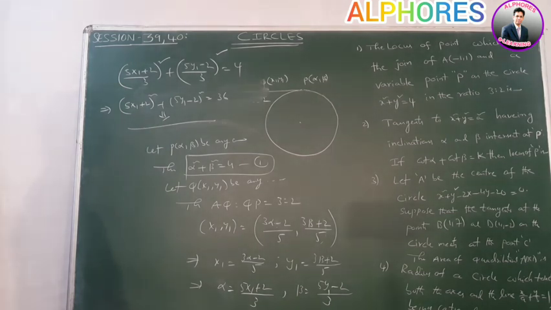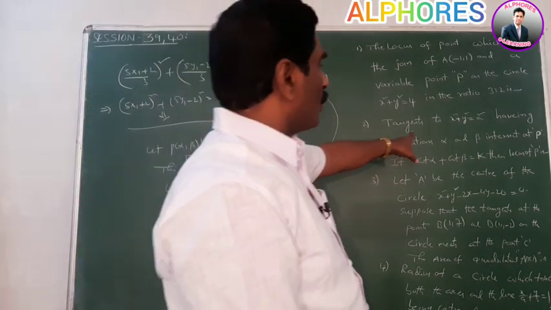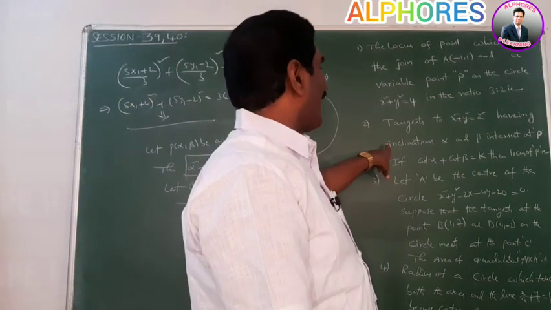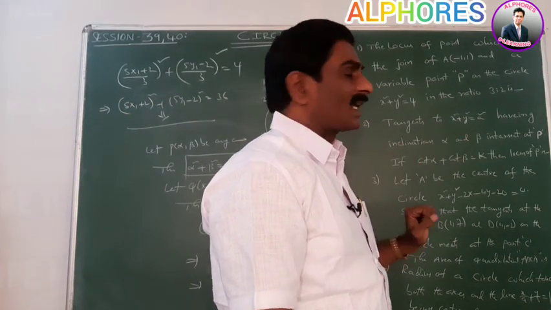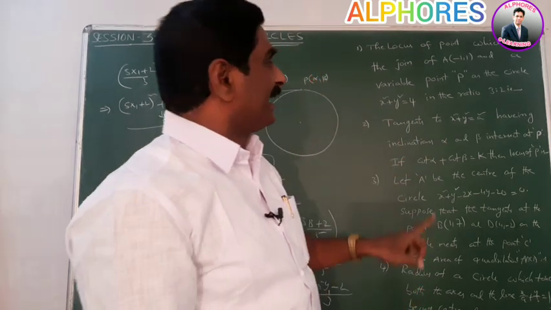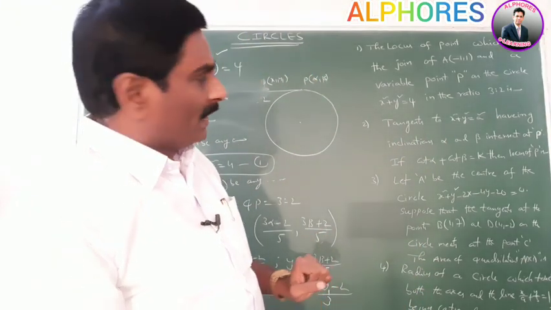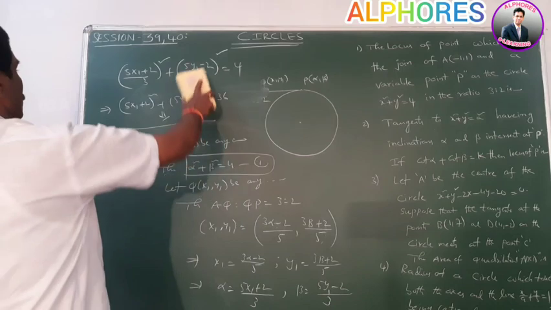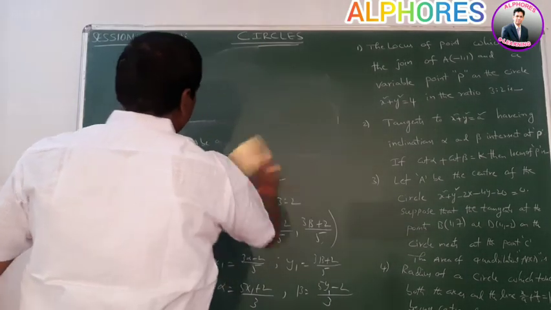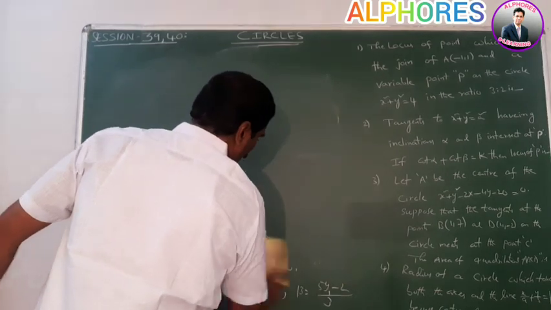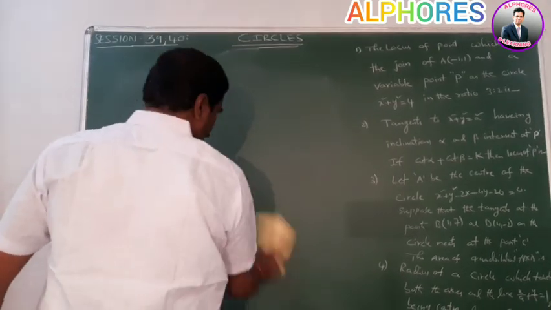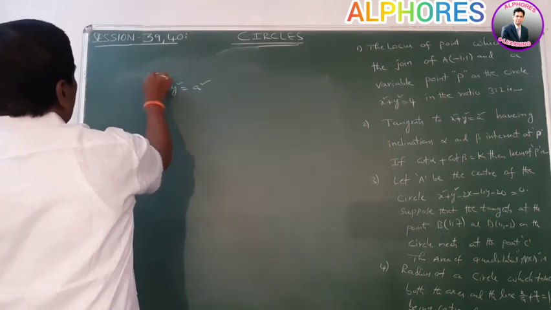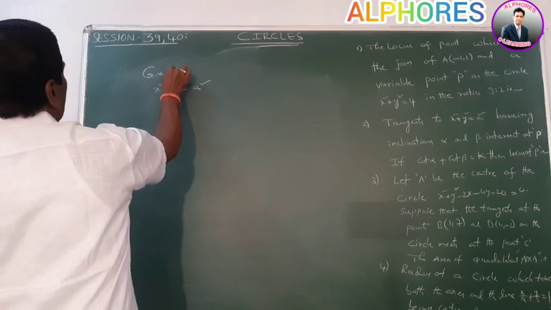Next, second question. Tangents to the circle x² + y² = a² having angles of inclination alpha and beta intersect at P. If cot alpha + cot beta = k, then the locus of P is dash. Here the equation of the circle is x² + y² = a². It is the given circle.